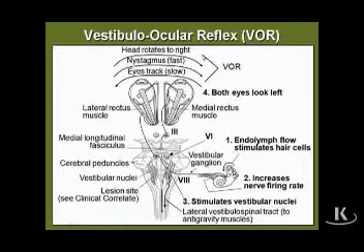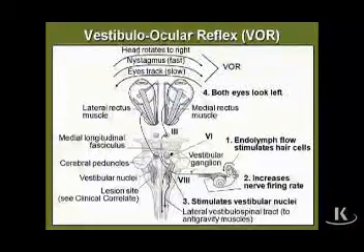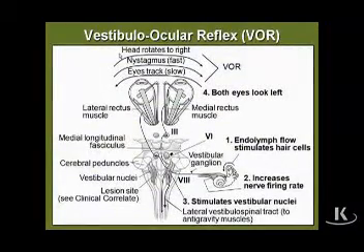So basically, this reflex is generated when you want to maintain an object fixed on the fovea of each retina when the head turns. So in our little example here, we're going to have a hypothetical head rotation to the right, and we're going to generate a vestibulo-ocular reflex in response to that directional head turning. So here's how it works.